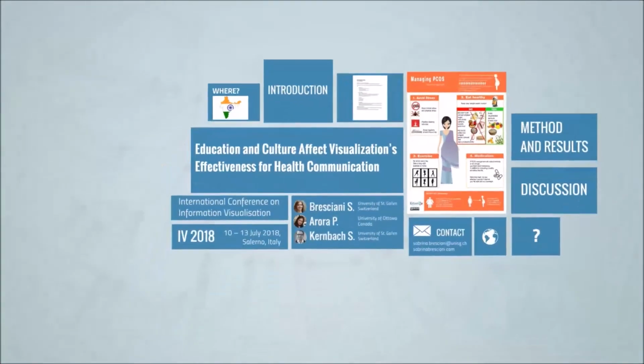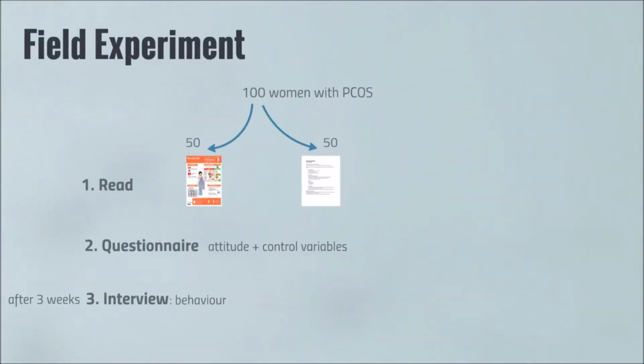In this research, we created 2 experimental conditions of written text and a knowledge visualization with the exact same content. With the support of a local doctor in Hyderabad, India, 100 women affected by PCOS, after seeing the doctor, received either the textual or the visual version of the information.